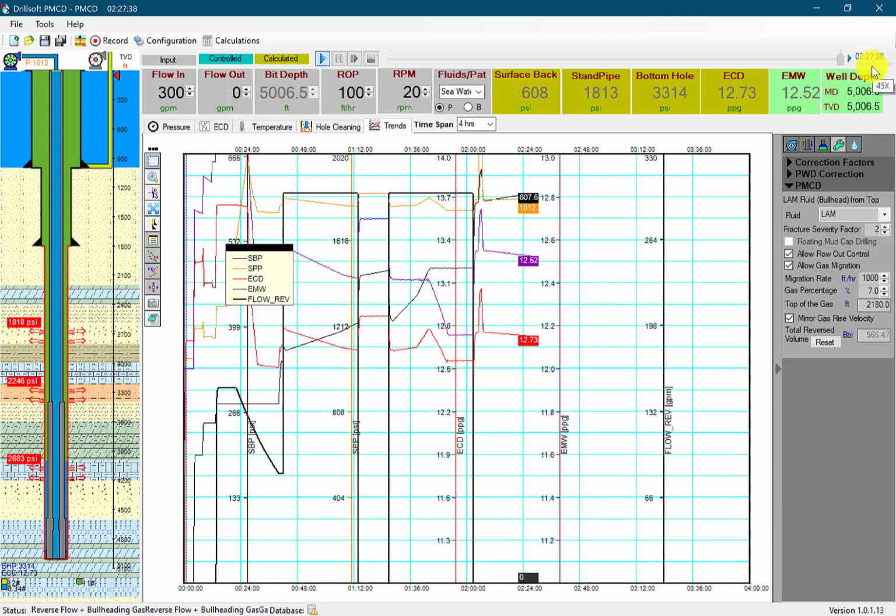You can speed up the simulation. And now we're drilling our well. You can see where the gas is. And in total we've bullheaded 566.5 barrels of LCM. Plus we also did, at the initial part, bullhead some drilling mud to keep the hole full. But now we're only going to use LCM for bullheading and seawater to pump through the drill pipe.